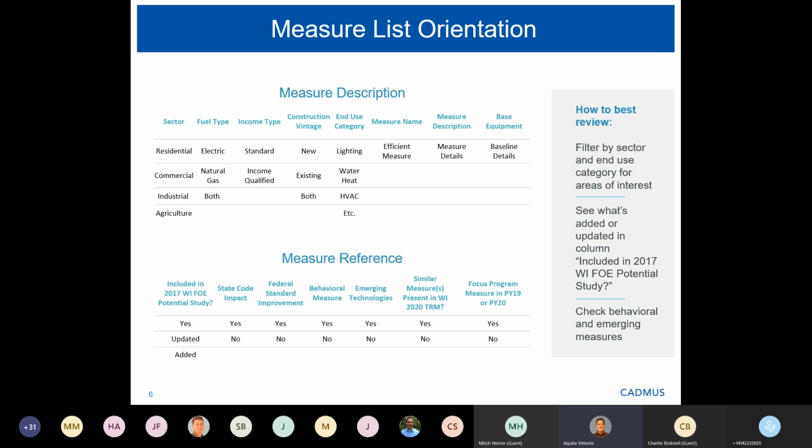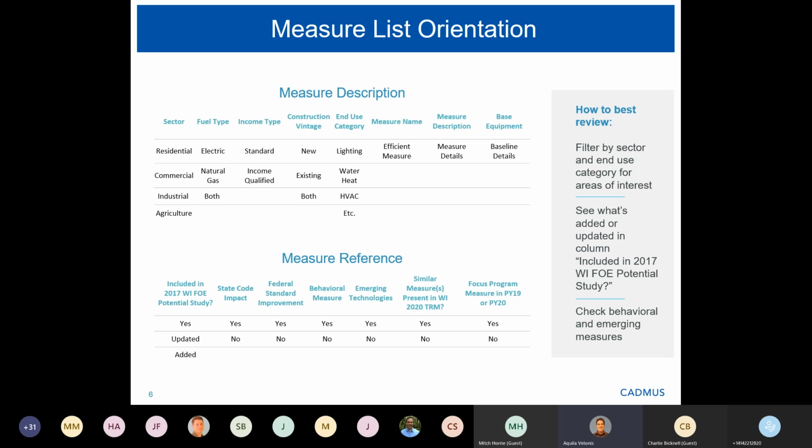Is it a new measure added to this study compared to the prior study in 2017? Are there state codes and federal standards that are impacting this measure? Are these behavioral or emerging technologies? And is this measure found within the existing TRM for Wisconsin or within Focus programs? And so it helps you sort through the measures.